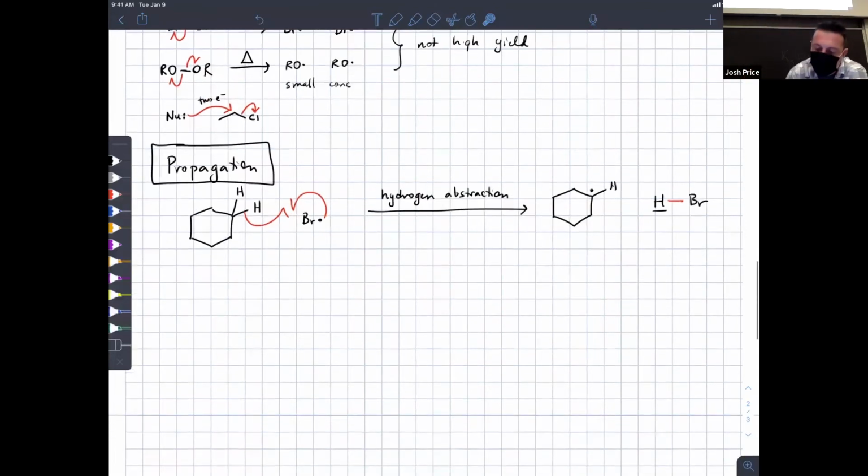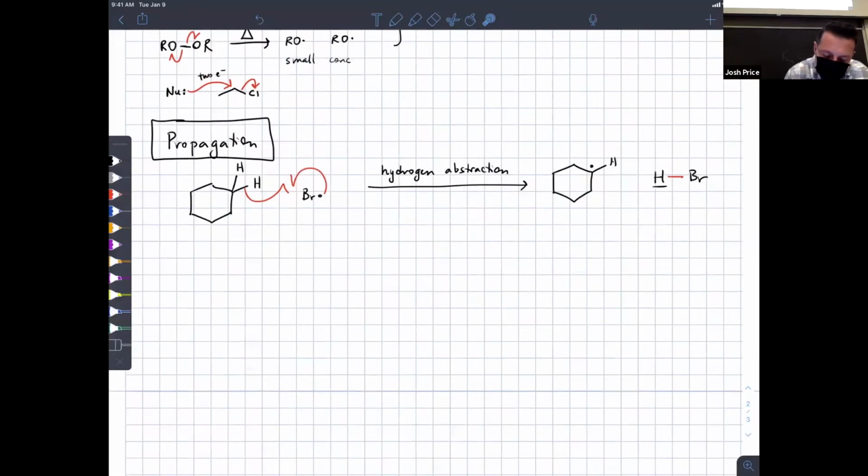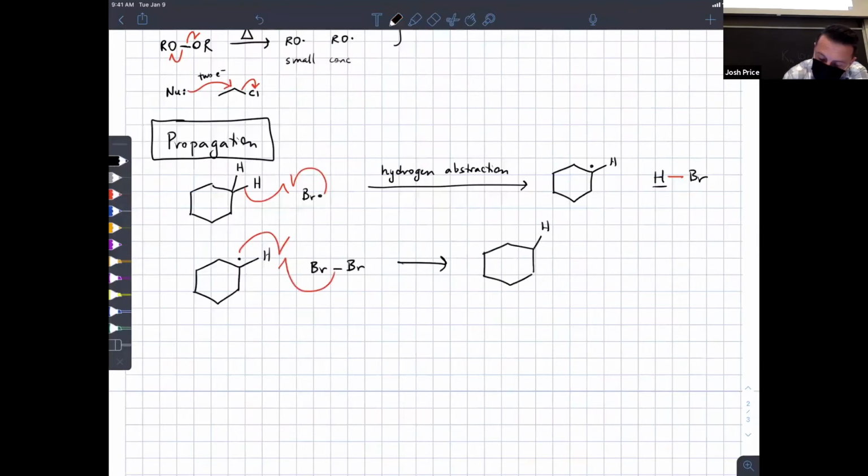Another type of propagation step involves a carbon radical reacting with an electrophilic reagent. So the carbon radical can find bromine, and that will create a new carbon bromine bond and then regenerate the bromine radical. All right.